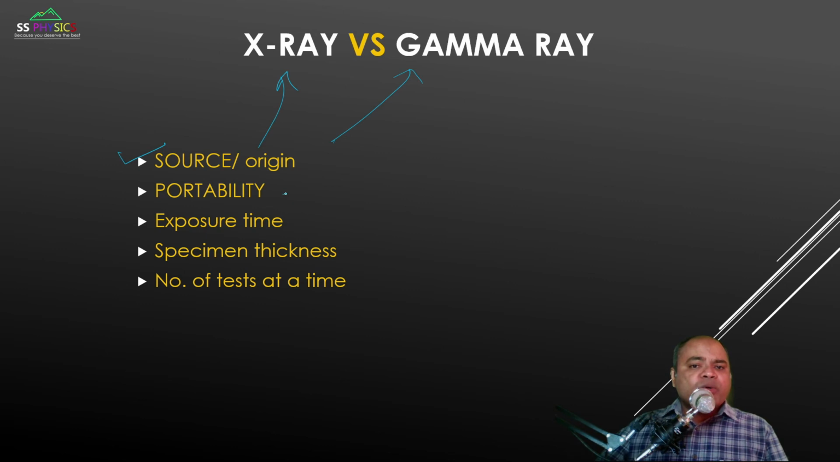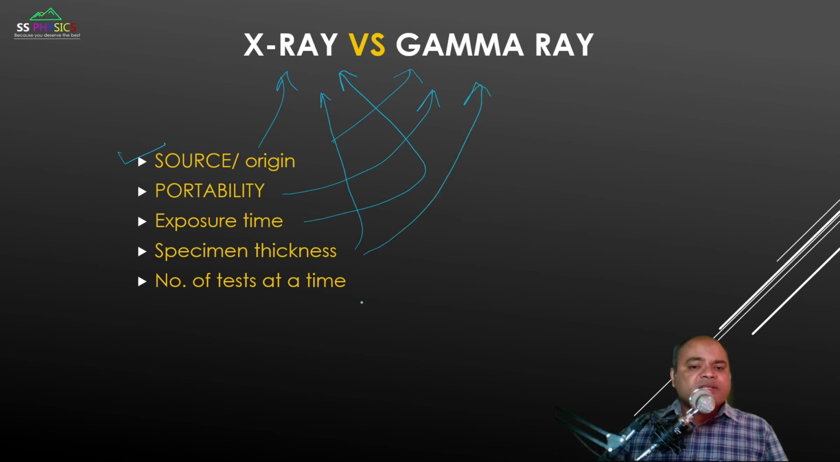Portability. Gamma ray is comparatively more portable than X-rays. Exposure time. For X-rays, the exposure time is very short. In a fraction of a second you will get the image, but for gamma rays the exposure time is very large, even some hours. Specimen thickness. For smaller thickness, X-rays are good, but for larger thickness of the sample, gamma rays are good.